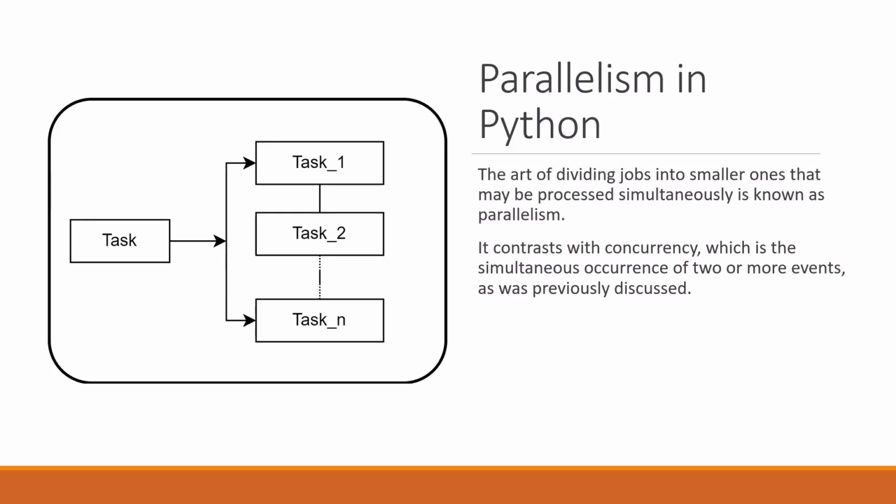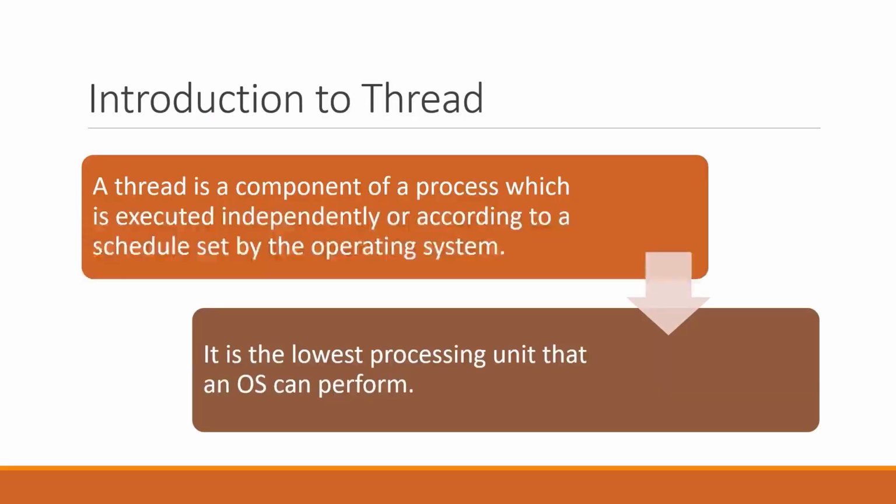Let us start with threading, and for this, first we will discuss what a thread is. So, in terms of computer science, a thread is a component of a process which is executed independently or according to a schedule set by our operating system. Additionally, it is the lowest processing unit that an operating system can perform. A thread, in simple words, is a group of instructions that can run separately from other parts of our program. So from this we get an idea that a thread is the smallest processing unit.